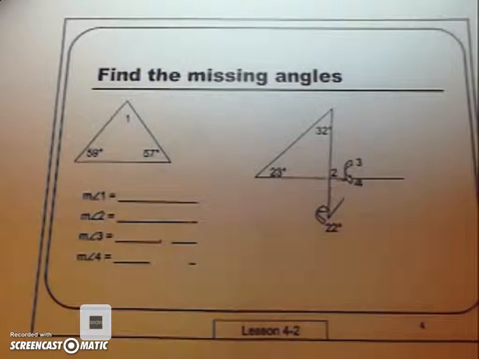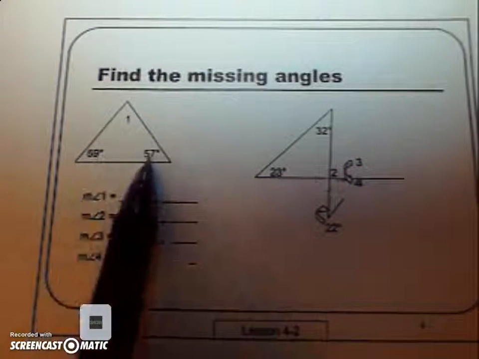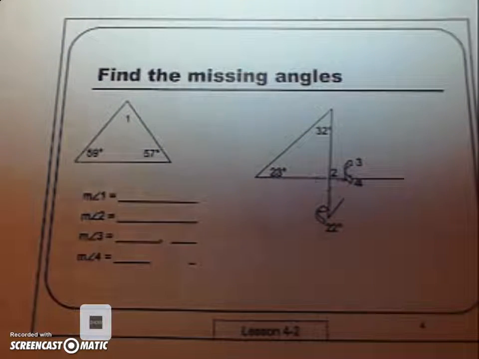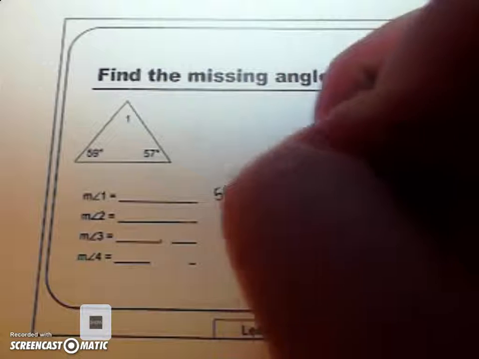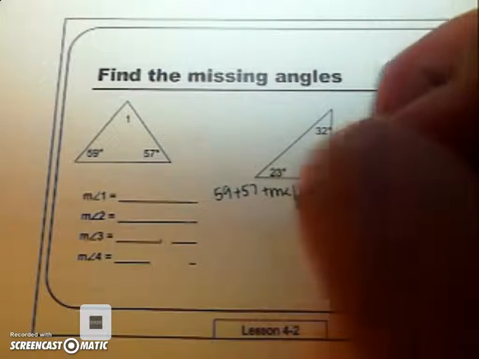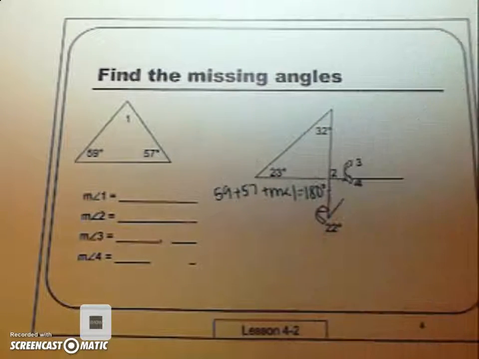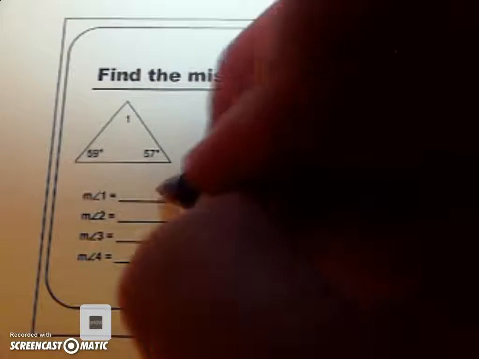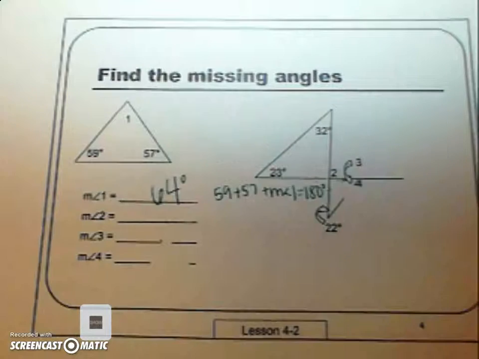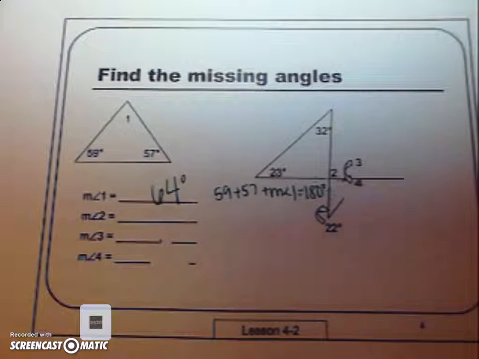Here, we are asked to find the missing angles in these two figures. So the first one, we have 59 and 57. If I know that these all three have to add up to be 180 degrees, I'm going to add 59 plus 57 plus the measure of angle 1 and set it equal to 180. When I subtract those two angles out, I have 64 degrees left over. So that means that the measure of angle 1 is 64.